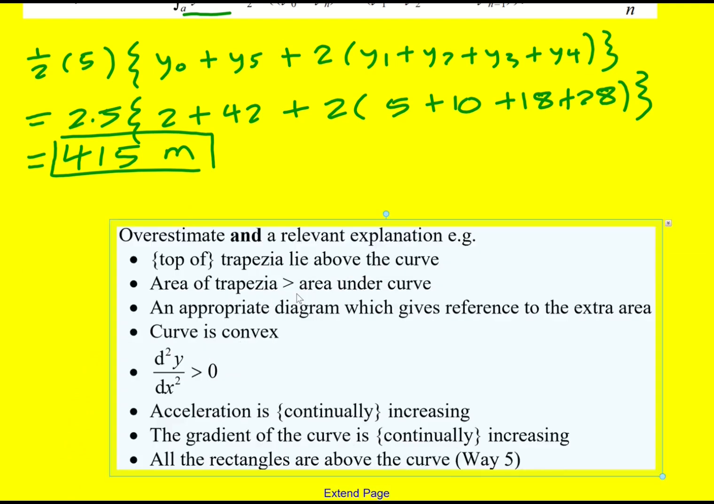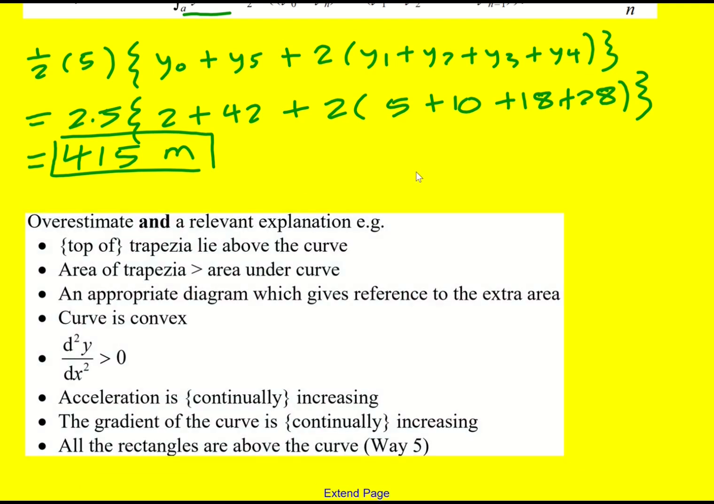I'm just going to show you the answers. So yeah, the top of the trapezia lie above the curve. That's one way of saying it, or the area is greater. I think that's probably the simplest thing to remember.